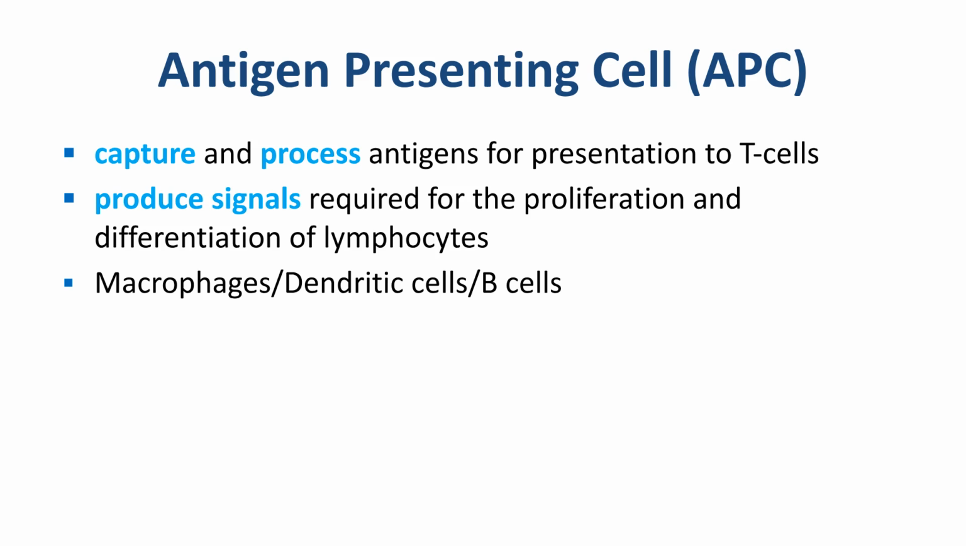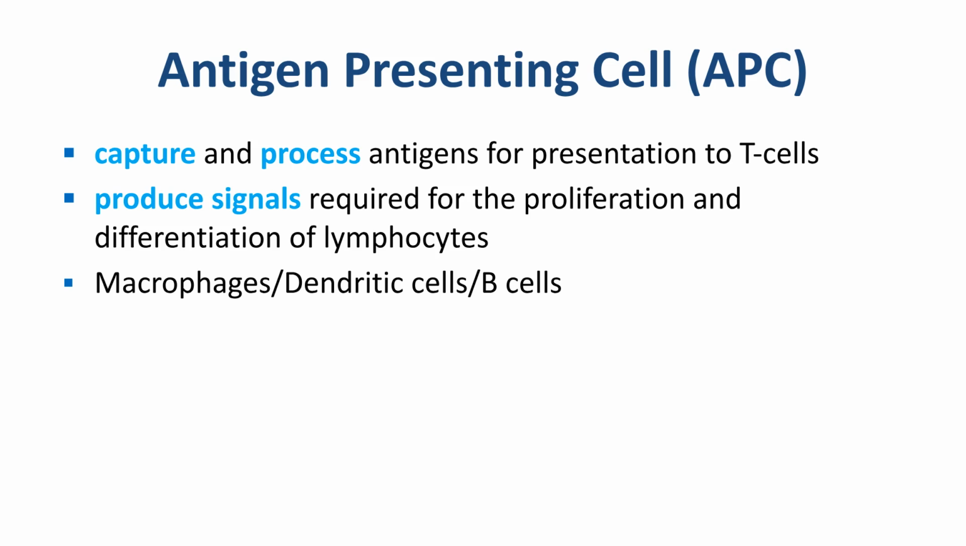Antigens are foreign molecules, usually proteins from pathogens like bacteria, viruses, or parasites. APCs break down these complex proteins into smaller peptide fragments suitable for T cell recognition. Second, APCs produce signals required for lymphocyte proliferation and differentiation. Presenting antigen alone isn't sufficient to activate T cells. APCs also provide costimulatory signals and cytokines that determine whether T cells become activated and what type of response develops.